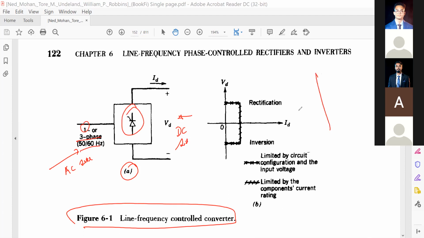And now here they have plotted this, suppose this is the DC ID, and this will be the VD. So it is possible the current will always flow from positive to negative. Current will always be positive, and it has a limit maybe. But voltage can be made either positive, or you can make it negative.